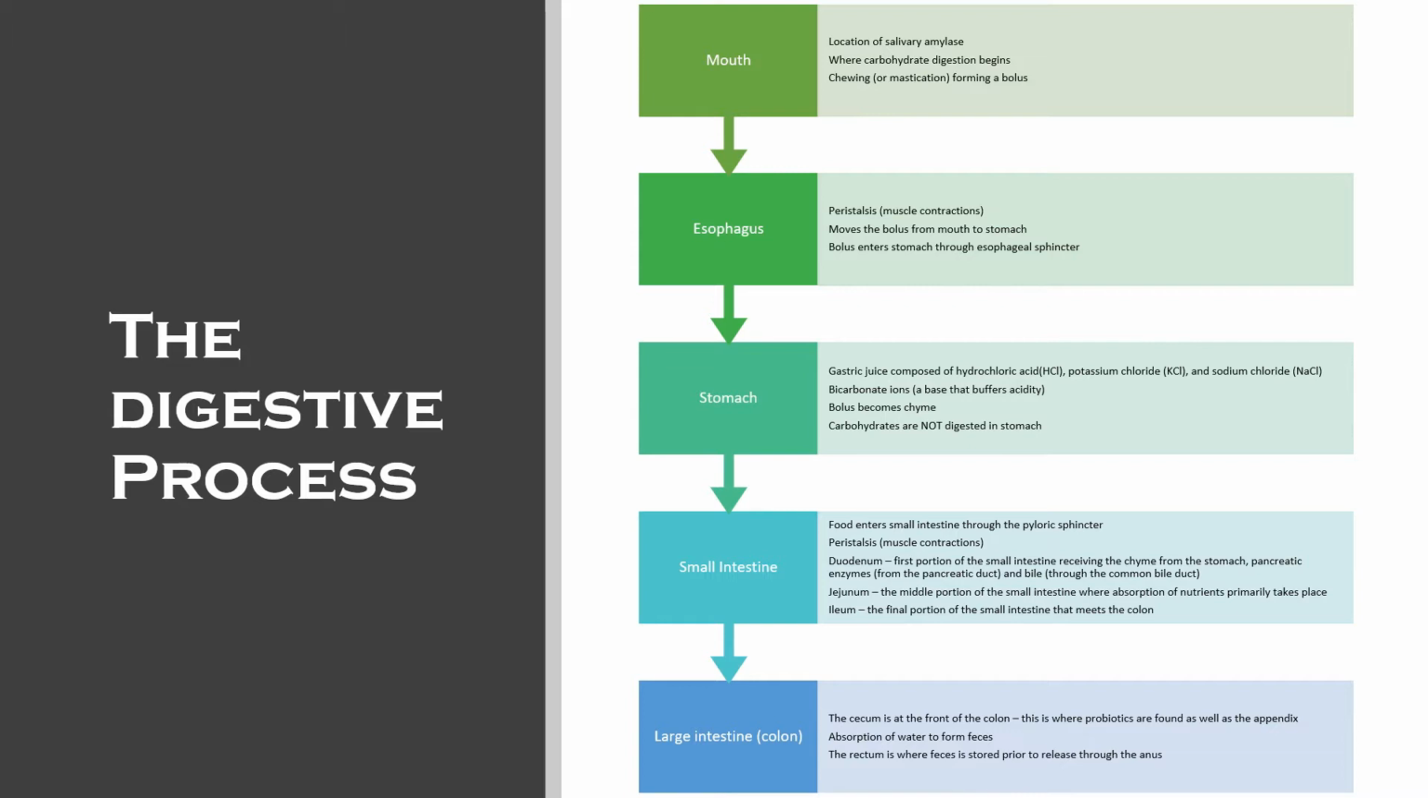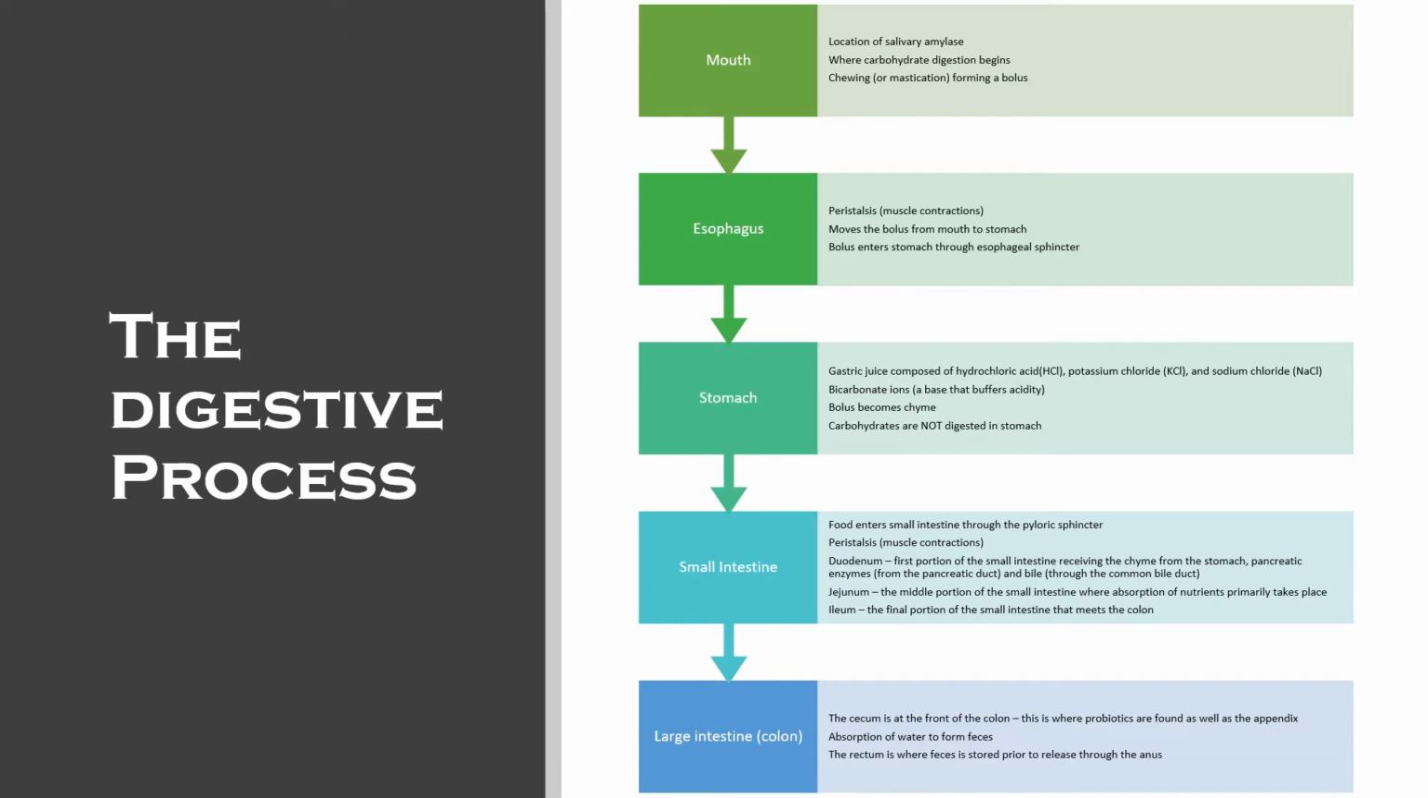Once a bolus has been formed, the food enters the esophagus, and through muscle contractions called peristalsis, the food is moved from the esophagus to the stomach. That bolus then enters the stomach through what's called the esophageal sphincter. In the stomach is what's called gastric juice that's composed of hydrochloric acid, potassium chloride, and sodium chloride, so it's very acidic. But there are also bicarbonate ions that sort of buffer against the acidity.